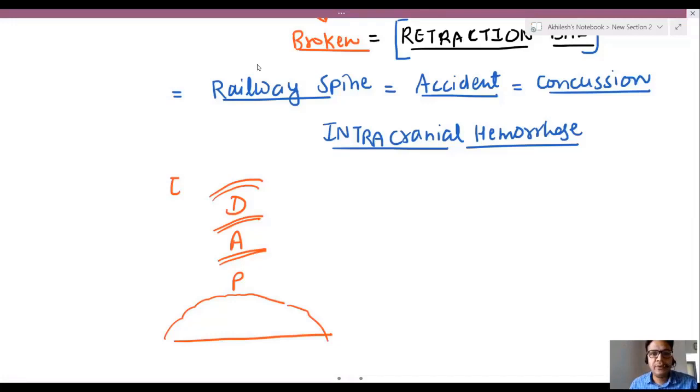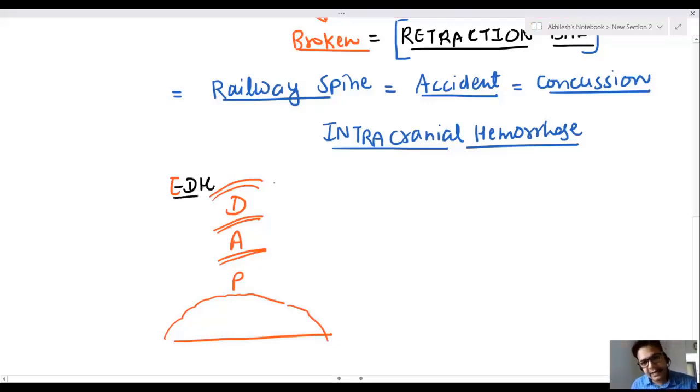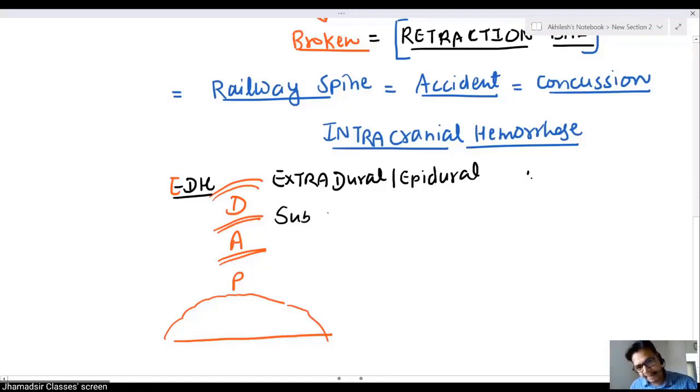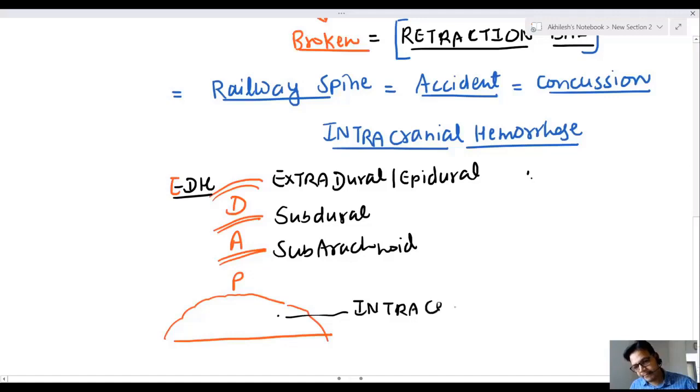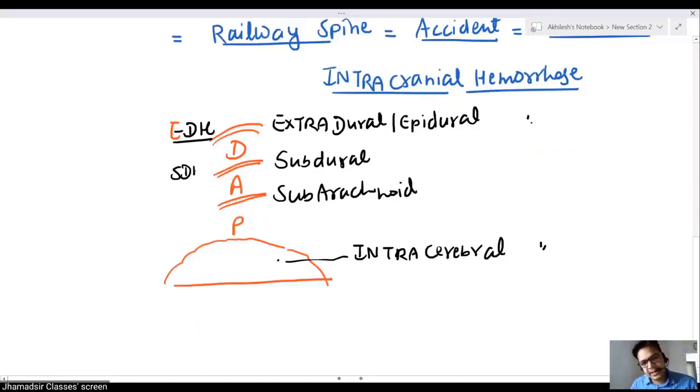So I can classify this. First is EDH, extradural or epidural hemorrhage. Then comes subdural, SDH. Then comes subarachnoid, SAH. And then it is intracerebral, ICH. These are examples of different intracranial hemorrhage. We have 4 types of intracranial hemorrhage.